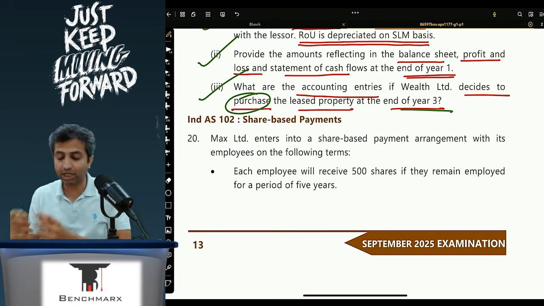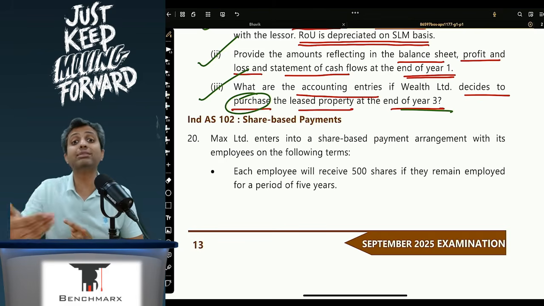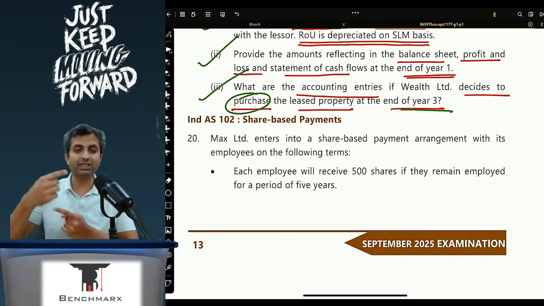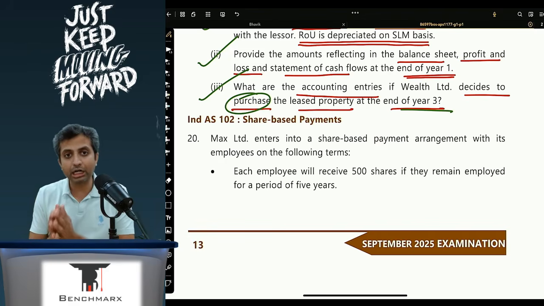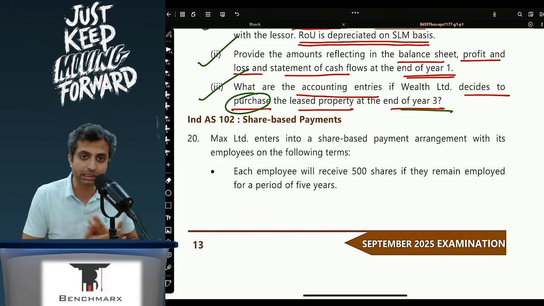But if you have not yet paid it, the difference, if any, will be adjusted against reserves, because it is treated similar to a buyback of an equity item. And in CA Intermediate, if you remember, whenever there was a buyback, you would debit the share capital, securities premium, and the premium on buyback would go against the reserves in a prescribed manner.